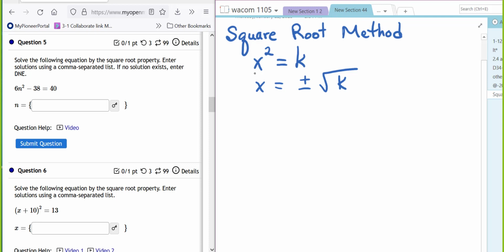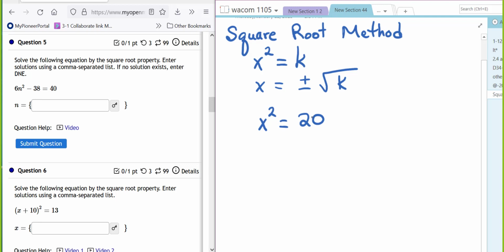Now this could be a binomial. It doesn't have to just be the one piece, but whatever it is, the whole thing would need to be squared. So I'm going to do one problem before I do problem 5. This one is not in your work. I'm just going to do x squared equals 20.